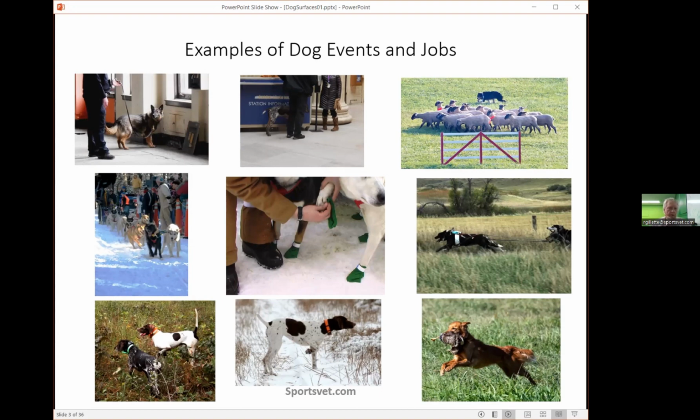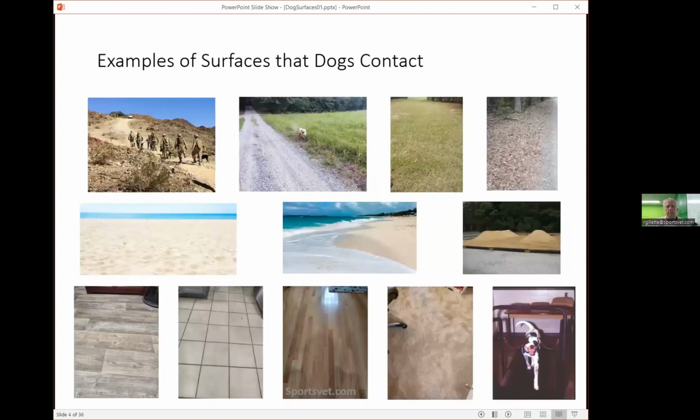So there's a couple of pictures there of our detection dogs, and you can see they're actually working indoors on tile or marble surfaces. Obviously, not much we can do about that. Herding dogs in a grassy area, sled dogs in snow and sometimes not snow. A lot of times there's no snow around. And then we have dogs like the pointing breeds and the retrievers. So what are some of the surfaces that these guys interact with? Well, you get rocky, hard surfaces, grass, gravel, sand, all kinds of different surfaces.